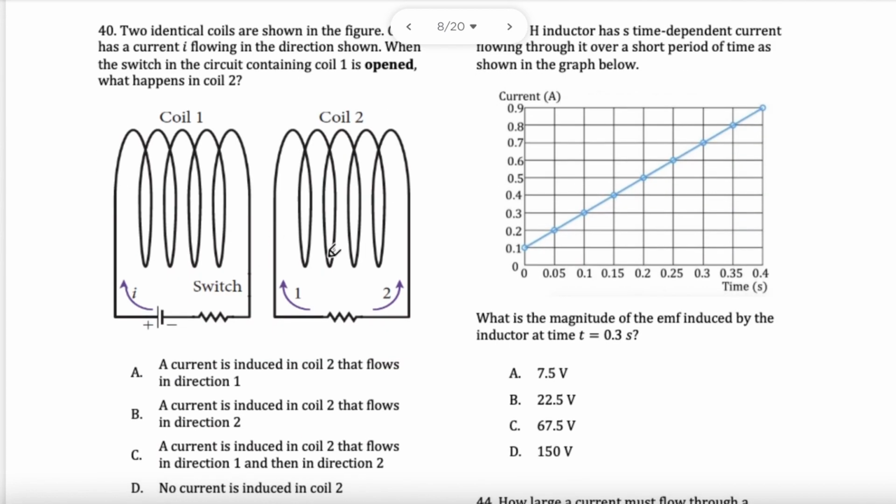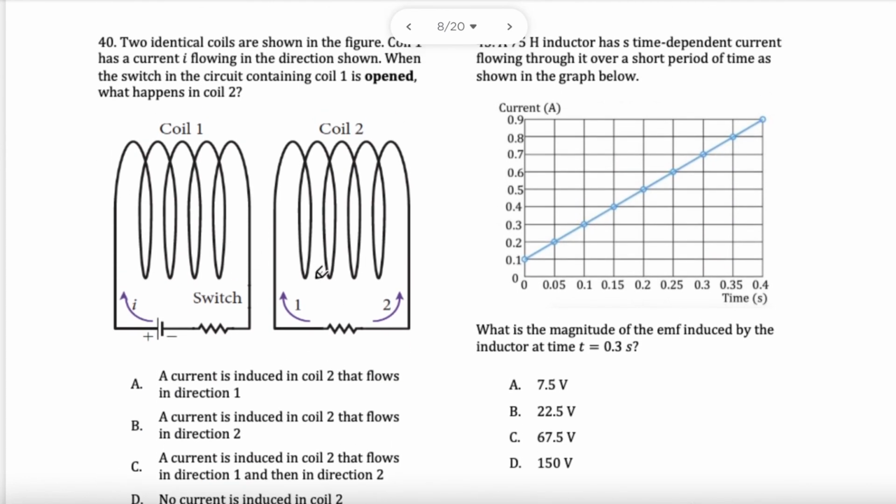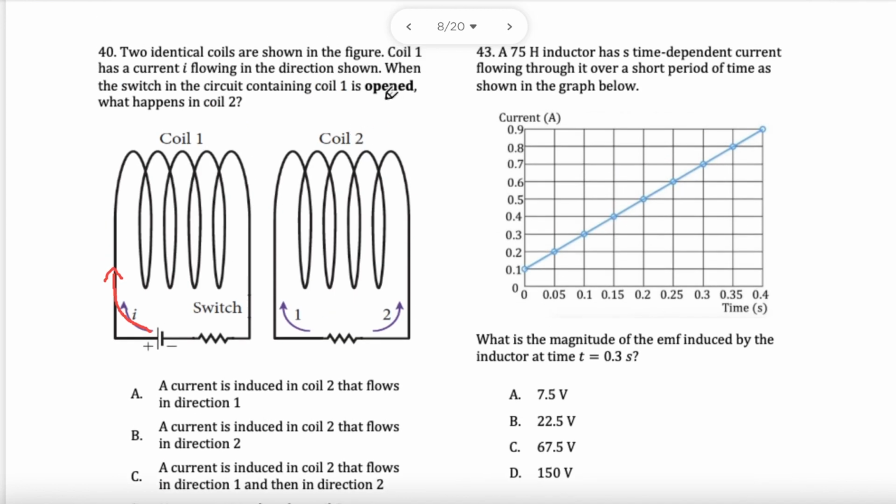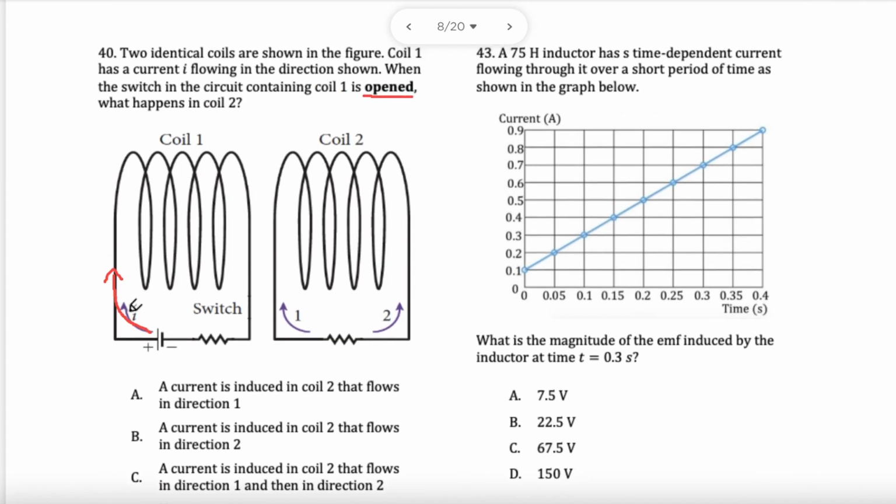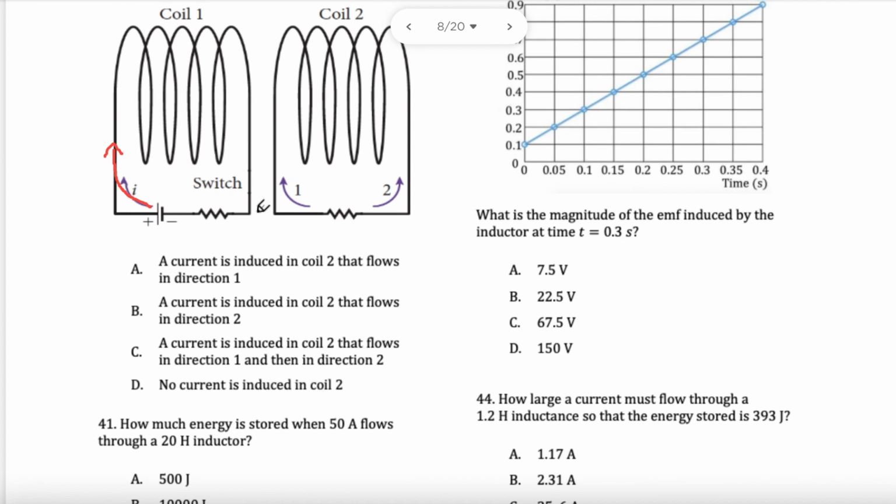Over here we have mutual induction. The rules are the same for Lenz's law. If I have a current flowing that way and it's getting stronger, the induced current will be in the opposite direction. If it's flowing that way and getting weaker, it will be in the same direction. So what's happening over here when the coil is opened? It's opened, meaning the current is getting weaker, slowly stopping. It must be in the same direction. So you can see number 1 is in the same direction: a current is induced in coil 2 that flows in direction 1. I like it, so that is correct.